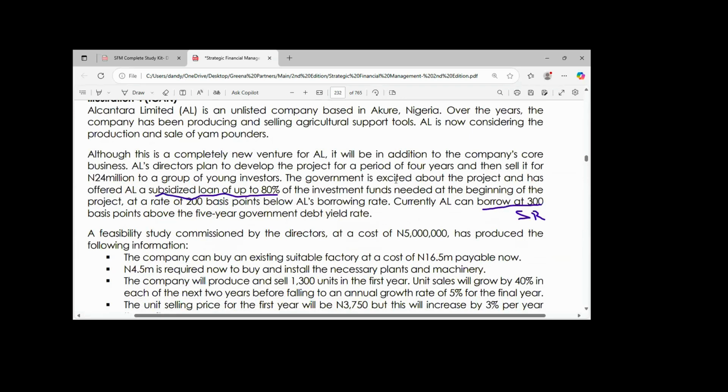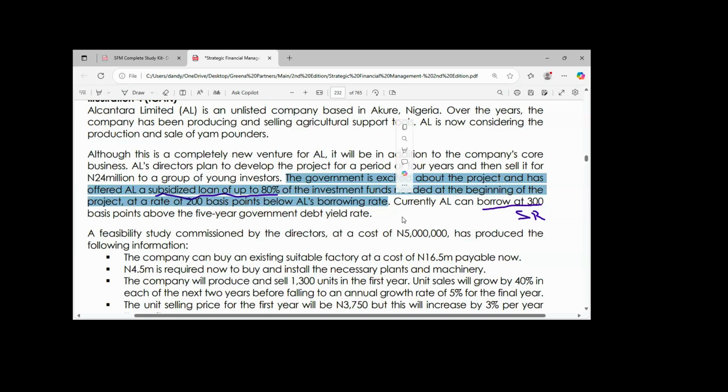So we then go back to the question, where do you have information on subsidy? The examiner has told us that the government is excited about the project and has offered AL a subsidized loan of up to 80% of the investment funds needed at the beginning of the project at the rate of 200 basis points below AL's borrowing rate. So that is the information on the subsidized loan. So in this case, what am I supposed to do? First thing first, I need to calculate the interest rate on the subsidized loan.